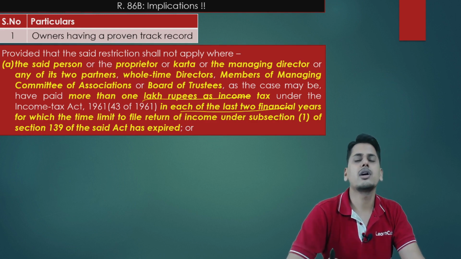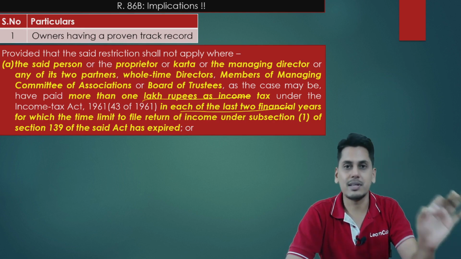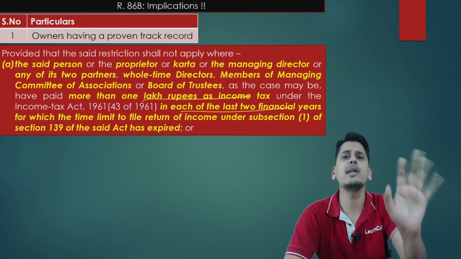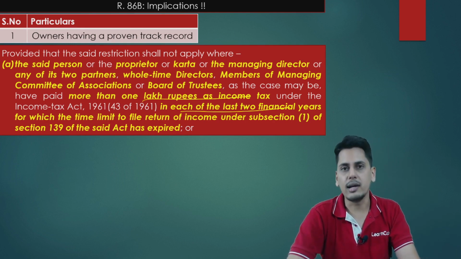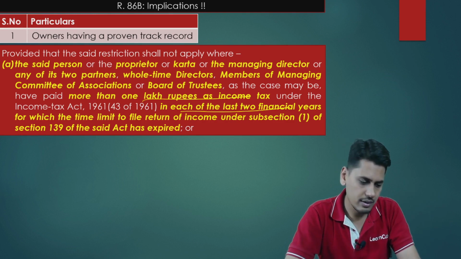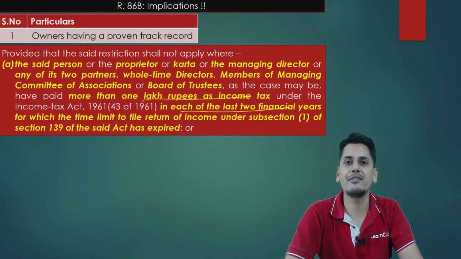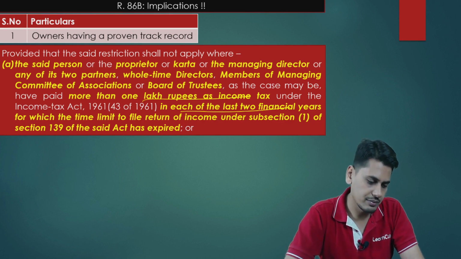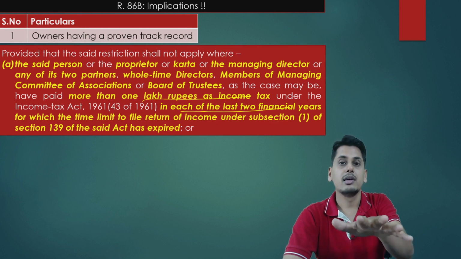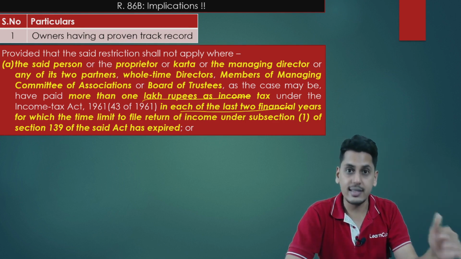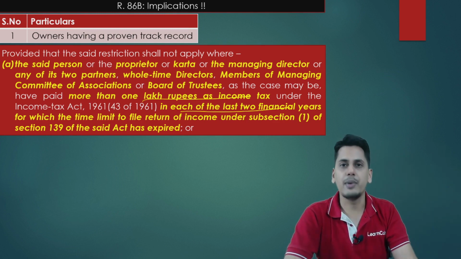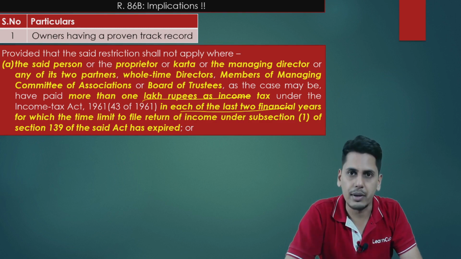So friends, in short, it is trying to tell you, let's suppose it is speaking about a company which is a registered person, so the company himself, or the proprietor, if it is a proprietary concern, or the karta, if it is a Hindu undivided family, or the managing director, if it is a company. So as regards this company, if either the company has paid income tax exceeding rupees 1 lakh in the last 2 preceding financial years, or the managing director has paid it, if either of the two has paid it, 86B will not be applicable.